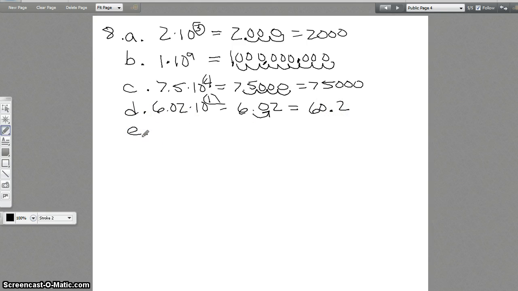Part E, 0.3 times 10 to the 12th. We start with 0.3, and we're going to move the decimal over 12 places: 1, 2, 3, 4, 5, 6, 7, 8, 9, 10, 11, 12. And you can fill all of that in with zeros. That's where I'm going to stop because this is just about to time out on me.